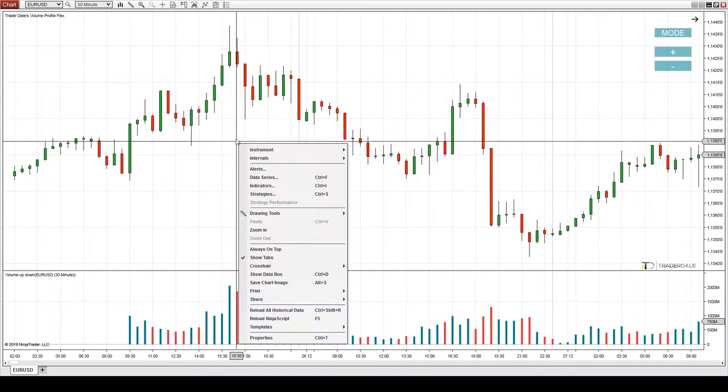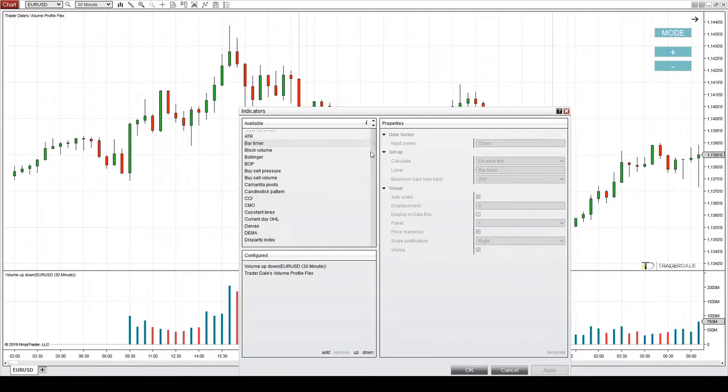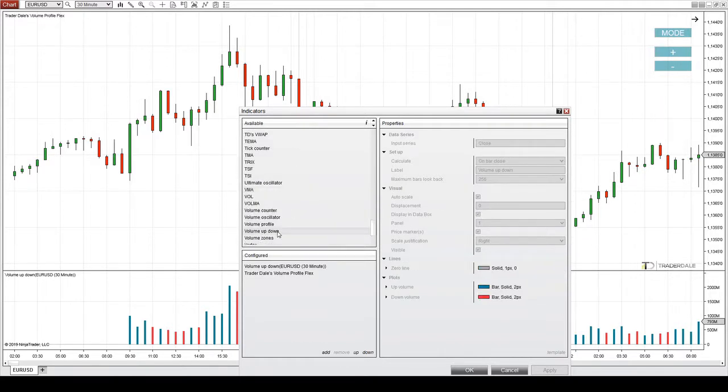So you right-click the chart, you go to Indicators. In here, in this list of available indicators, you'll search for the volume up-down indicator. It is this one. You double-click it, and this is just the standard setting of the indicator. You don't need to change anything in here.